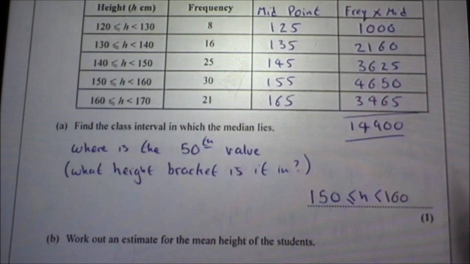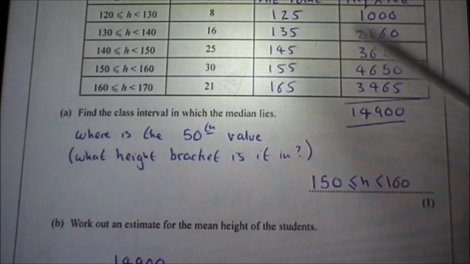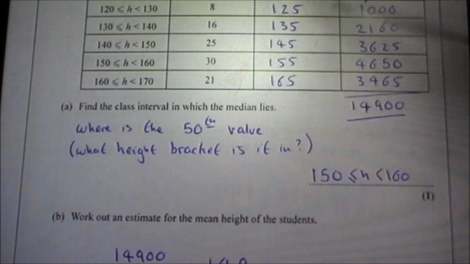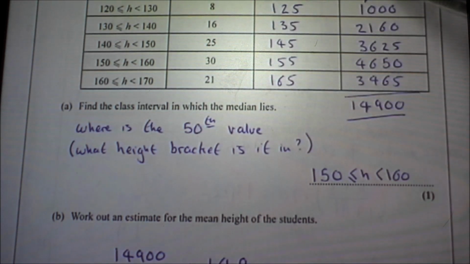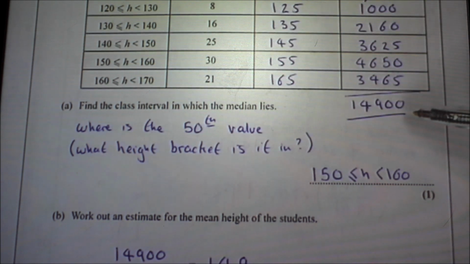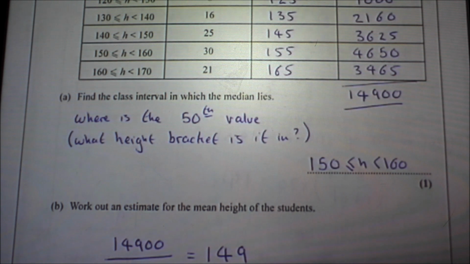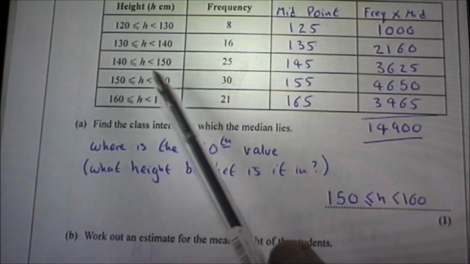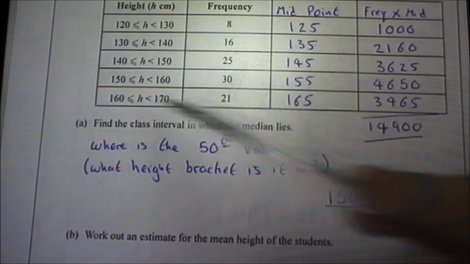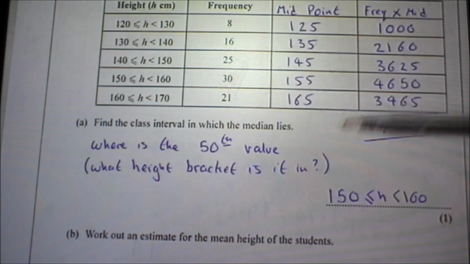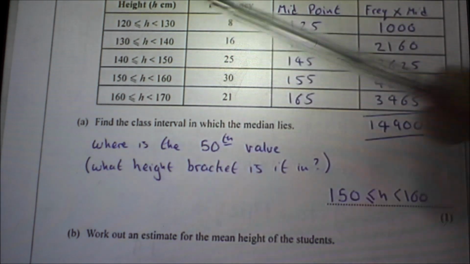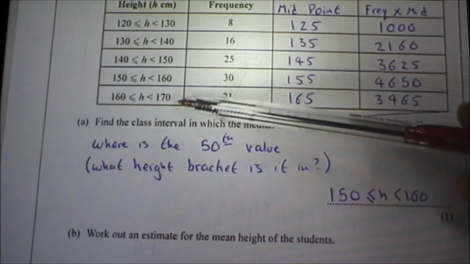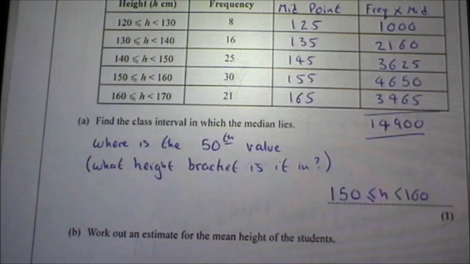Work out an estimate for the mean height of the students. You need to be able to estimate the mean. It's a C grade skill. Because it's grouped data, find your midpoints and multiply it across. Frequency times midpoint, there's your answers. Add them up, and you should divide that by 100, which gives you 149. And 149 is actually quite a sensible answer because it's near the top end of this group, so that's roughly in the middle of all of this lot. If you get an answer of say 28, that's clearly wrong because the answer must be between 120 and 170, and it's got to be fairly in the middle of those two, so use a bit of common sense for that one.